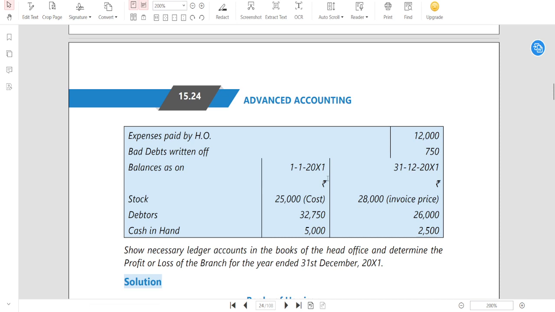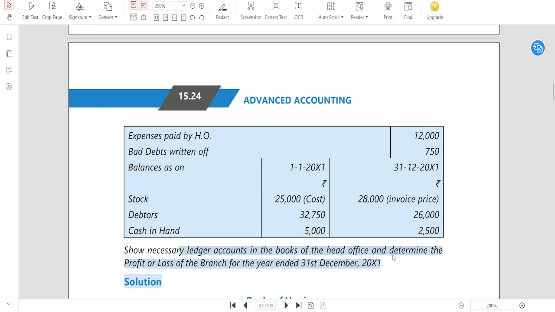So guys, they have already asked you to prepare the ledger accounts, okay? And I'm going to tell you how you identify which method you need to adopt. Always remember that the question itself has the answer. When they say you need to prepare the necessary ledger accounts to close the books of accounts of the HO, it means you have been asked to prepare method 2 rather than method 1.